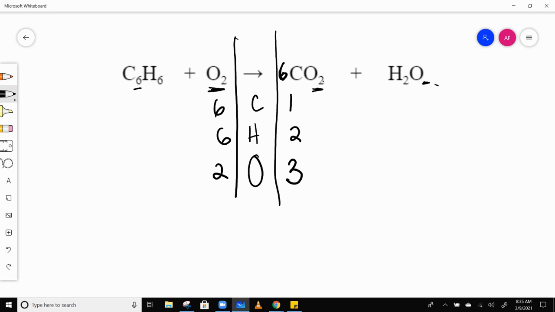Okay, and then recount. Now we're going to mess up our carbons, now we're going to mess up our oxygens. So don't even think about these numbers. Do a recount. Don't even think about those numbers that were there before. Recount it all together. So now we have 6 carbons, and then we have 6 times 2 is 12. But don't forget about this one here, so it's 13.